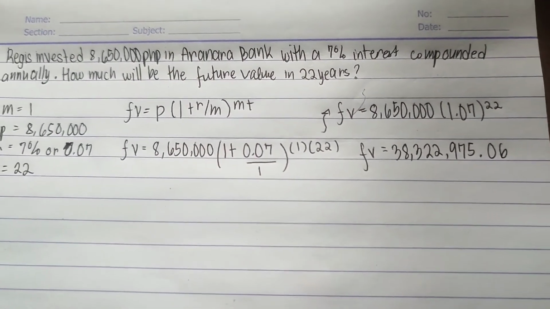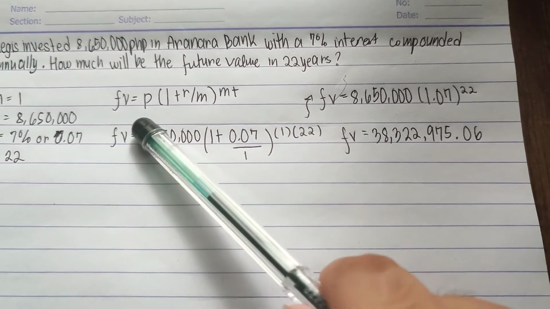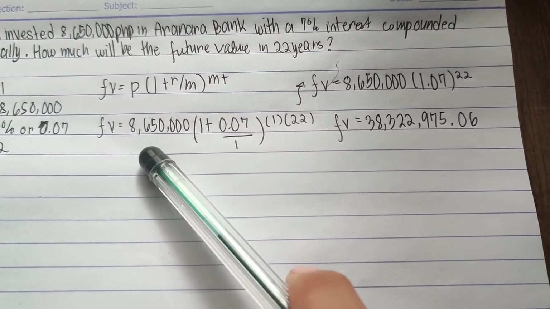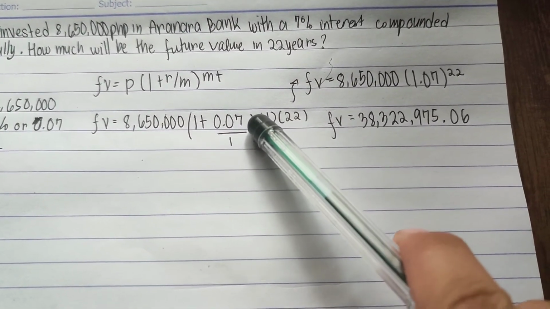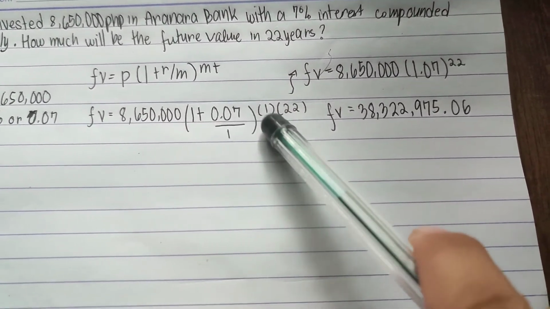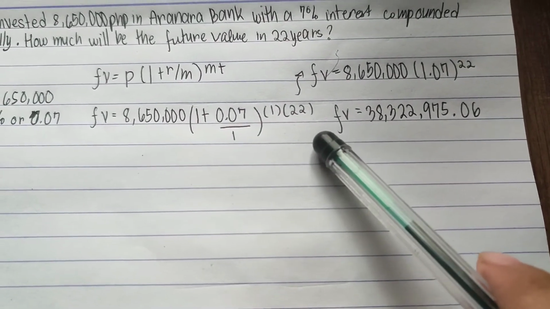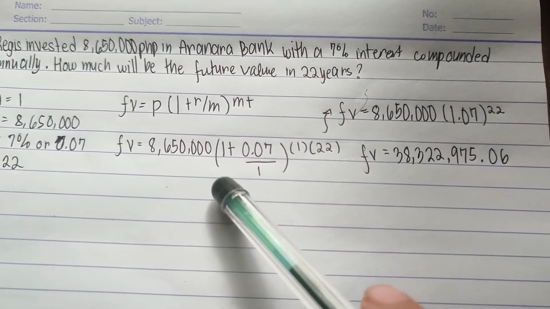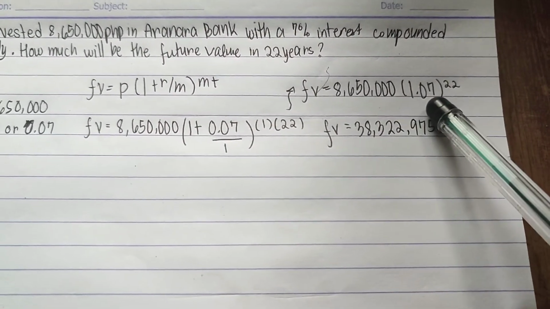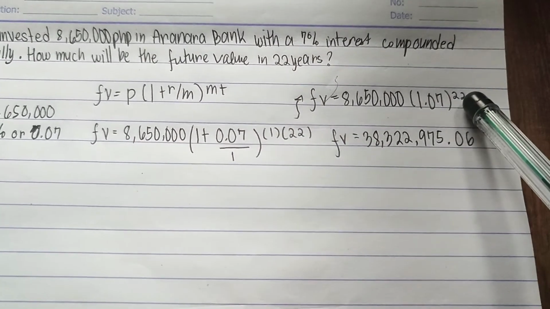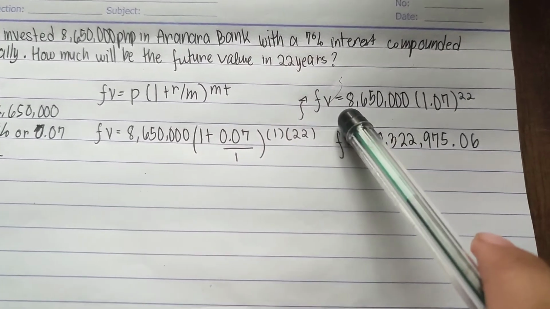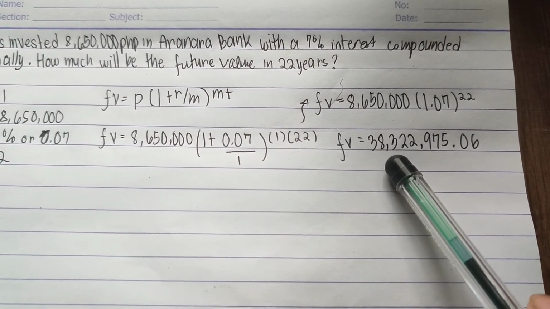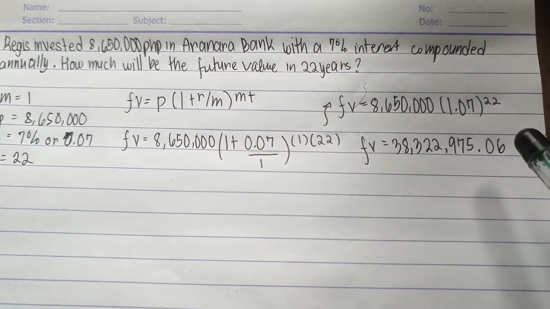38,322,975.06. So, how did I get it? I used the formula for future value. 8,650,000 is the principal, rate is 0.07, m is 1, time is 22. Then I divided 0.07 by 1, then I added it to 1, so 1.07. Then I multiplied 22 by 1, which is 22. Then I put this all in the calculator and this is the result: 38,322,975.06.